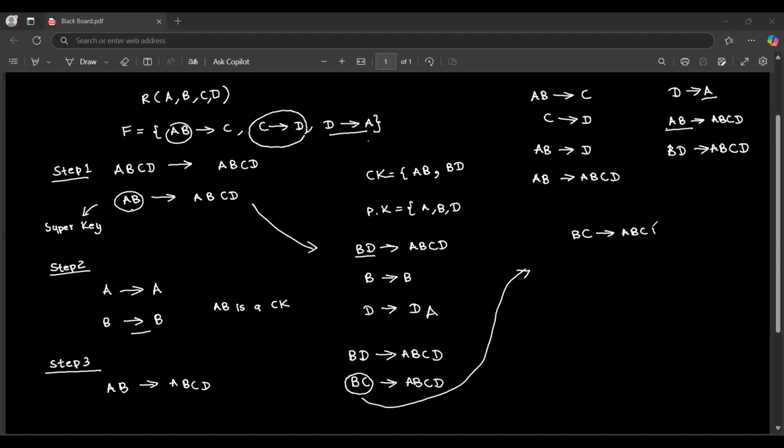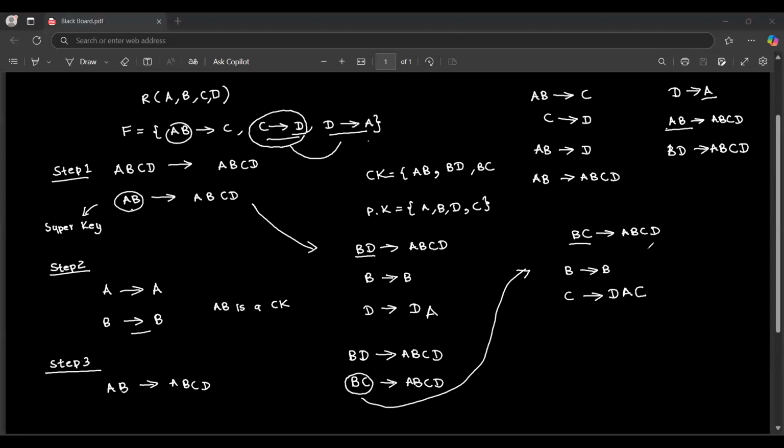B, obviously it has only B, and C functionally determines what? C functionally determines D, and D functionally determines A, so it can functionally determine A, and obviously C can functionally determine C. So we can say C is also not a super key. So we can say BC is a candidate key. So I can add C. So all are prime key attributes.